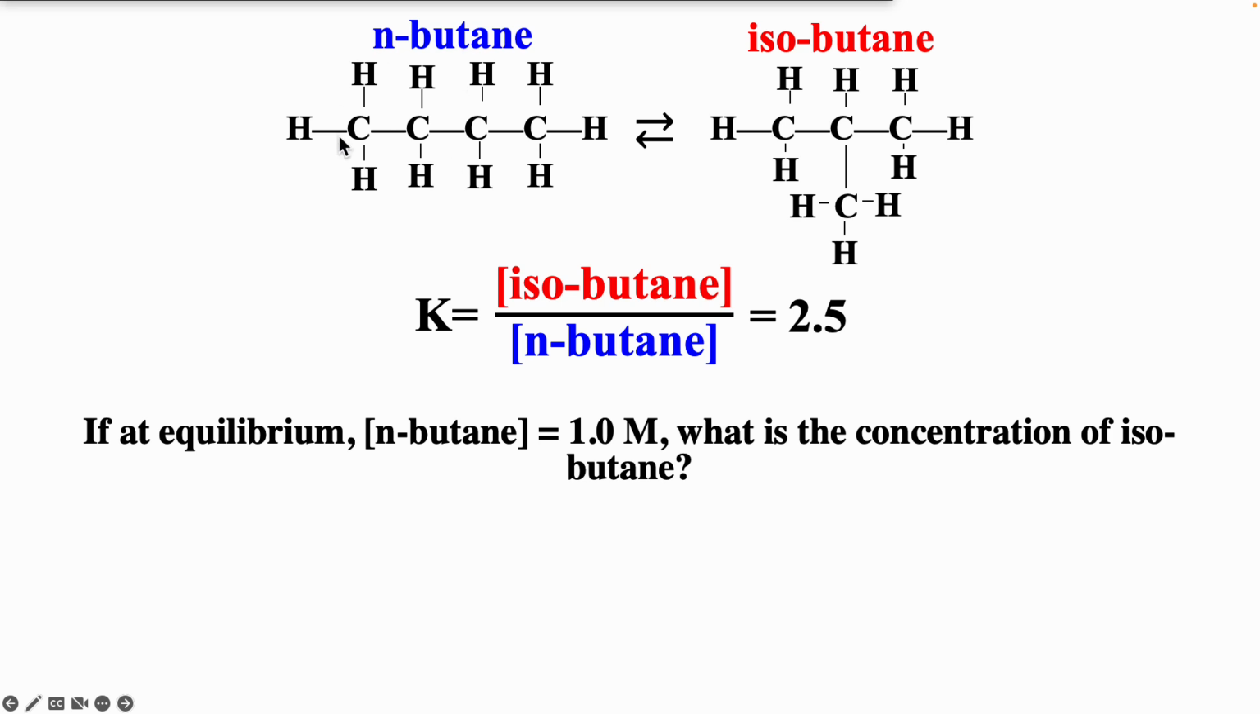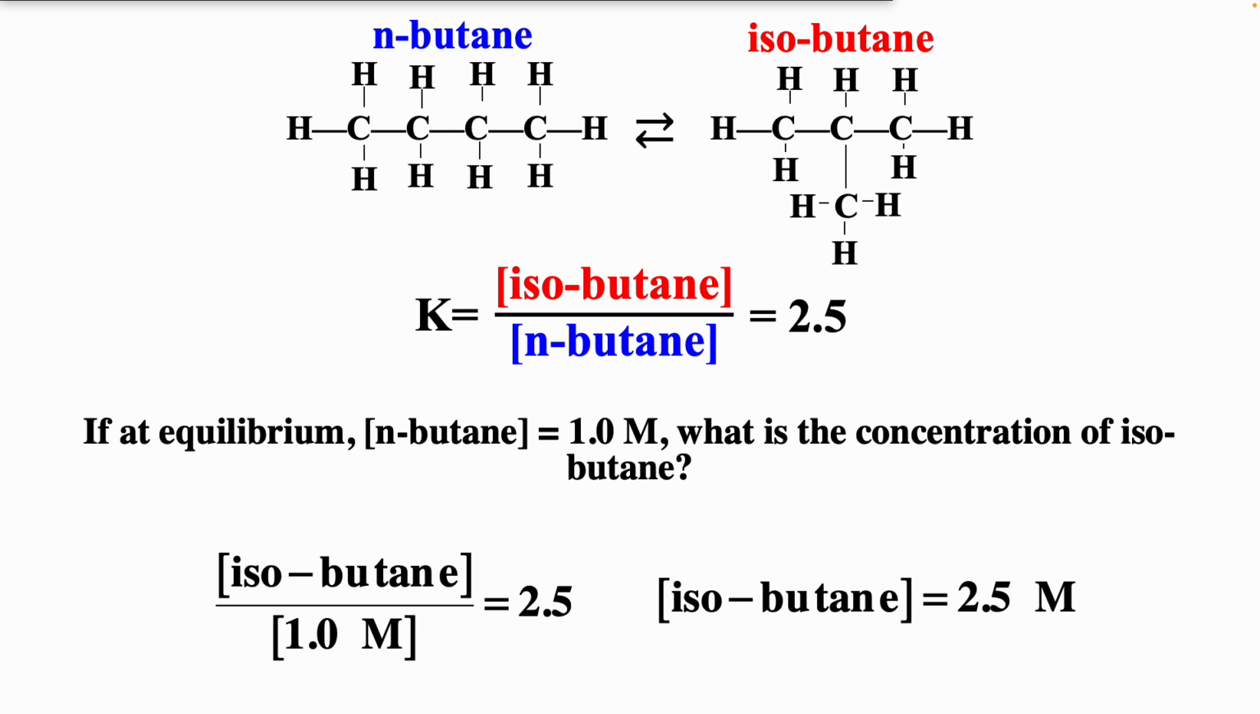Here's a very simple reaction. We have n-butane, which means the 4 carbons are in a row, going to isobutane. So we have 3 carbons in a row, and then a methyl group, another carbon coming off of it. It's products over reactants, so isobutane over n-butane, and its equilibrium constant is equal to 2.5. The question is, if at equilibrium n-butane's concentration is 1 molar, what is the concentration of isobutane? We can take this equation and solve for isobutane. If we multiply both sides by n-butane, we get isobutane equals 2.5 times n-butane. n-Butane is given a concentration of 1, and so isobutane's concentration would be 2.5.